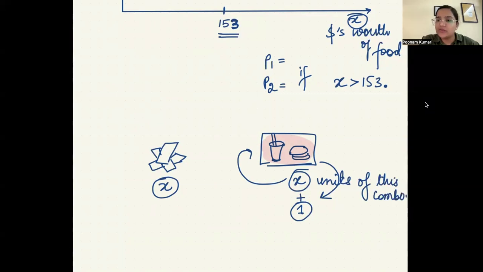You have X units of this meal. You want 1 more unit of this combo. How much expenditure will you have to do? Whatever is the price of this combo. Right? Now suppose the price is 100, so how much extra expense will you have to incur? 100 units, 100 rupees, $100, whatever it is.